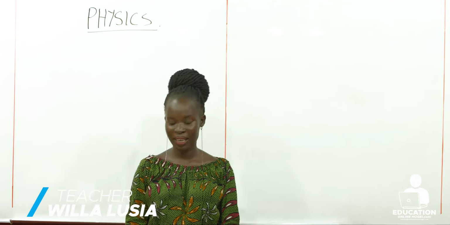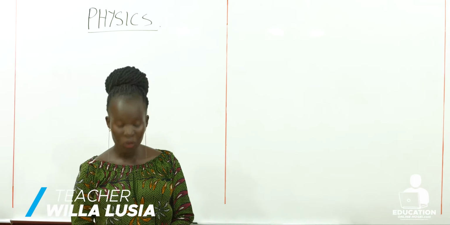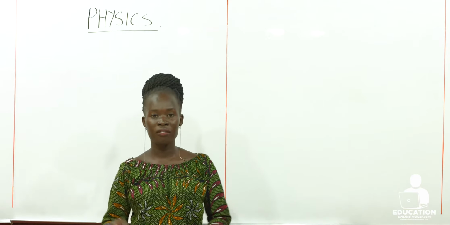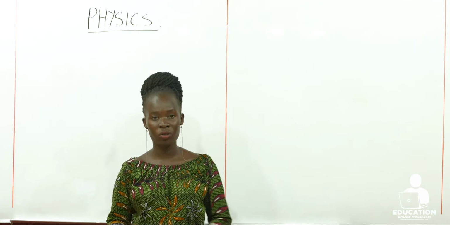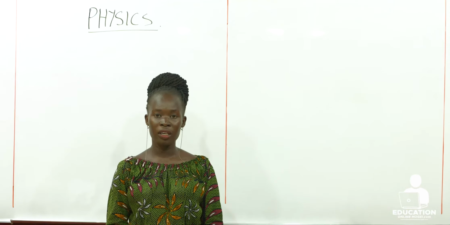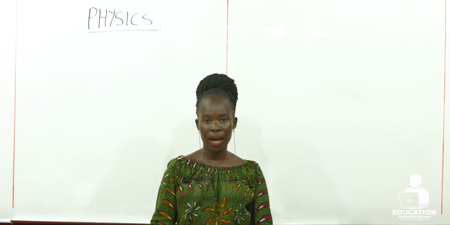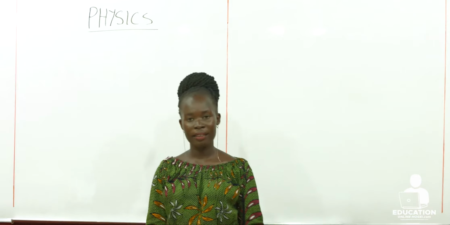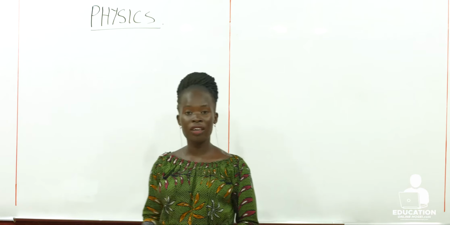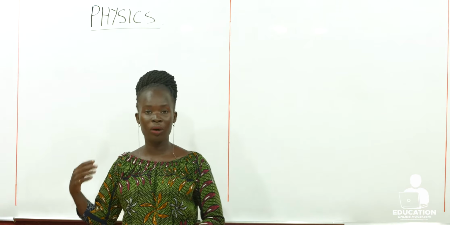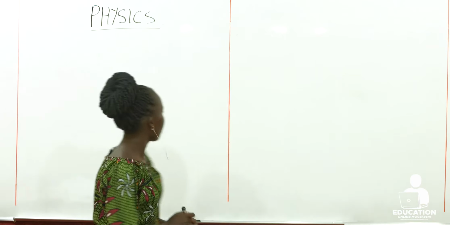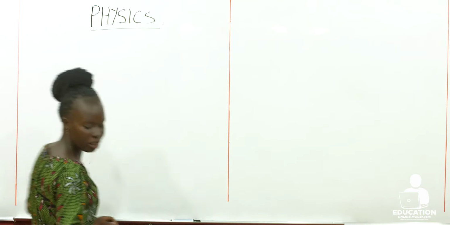I'm teacher Willa Lucia. In our previous lesson we were talking about why we do not consider the vertical motion and the horizontal motion in projectile together. We tried proving using the equations of motion. We had the first equation of motion, we had the second, so we're left with the third equation of motion. So what we are going to do first is have our journey represented on the graph so that we can continue with the third equation.